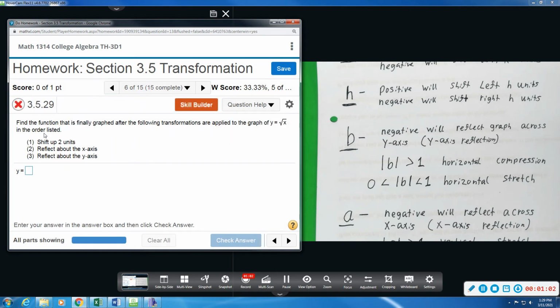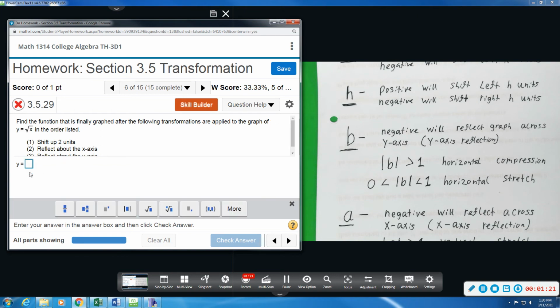Number 6, we want to find the function that, after it's graphed, has the following transformations applied to the graph of y equals square root of x. We want to shift it up 2 units, and then we're going to reflect it about x and reflect it about y. Okay, so let's start with the shift. So we're going to do the square root of x.